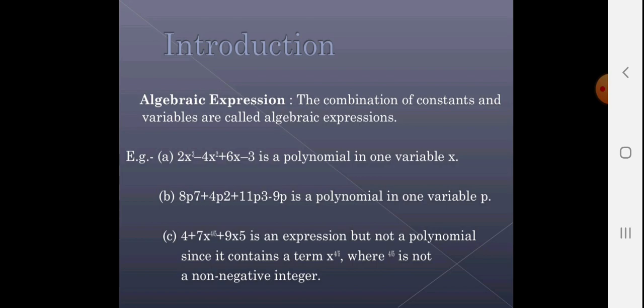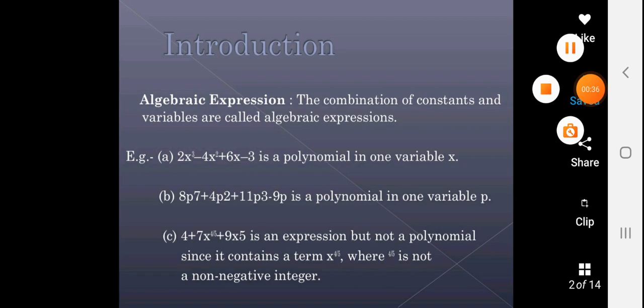For example, 2x cube minus 4x square plus 6x minus 3 is a polynomial. 2x cube minus 4x square plus 6x minus 3 is a polynomial in one variable x. You can see that the variable here is x, and the degree of the algebraic expression is 3. Now here this is not an equation because equal to sign is not involved.